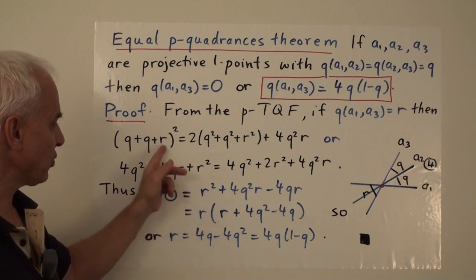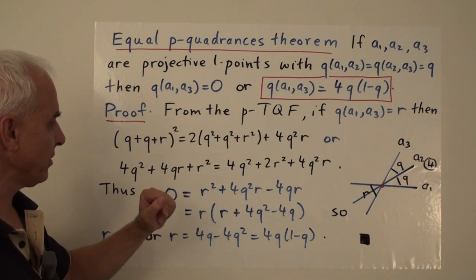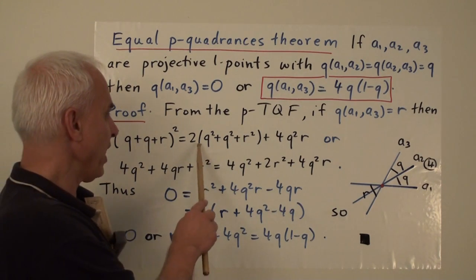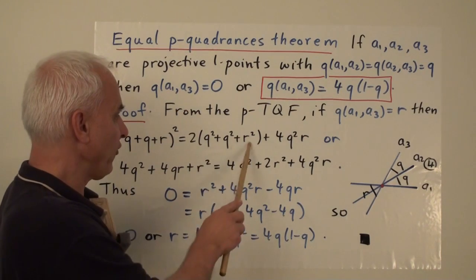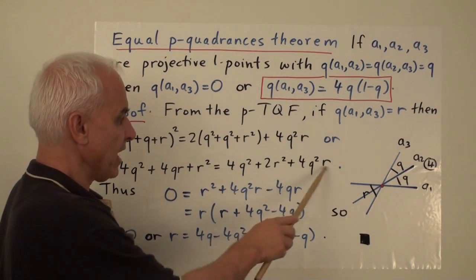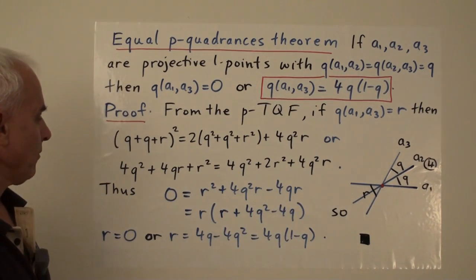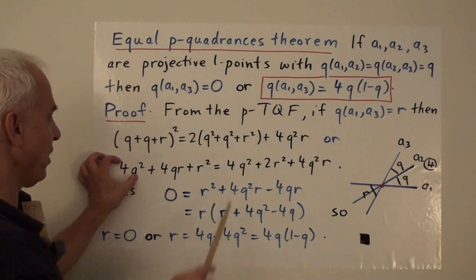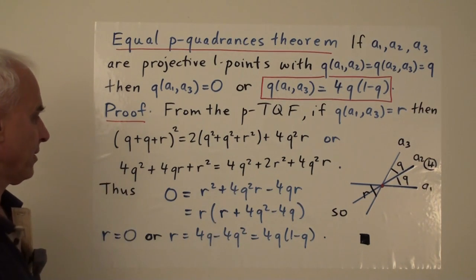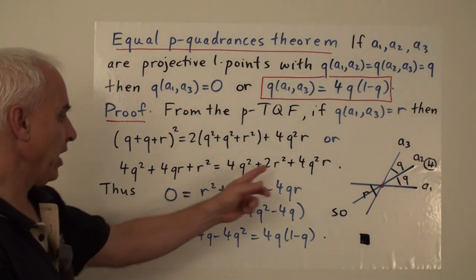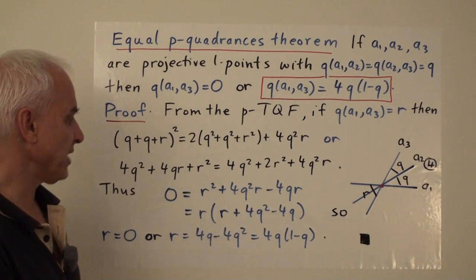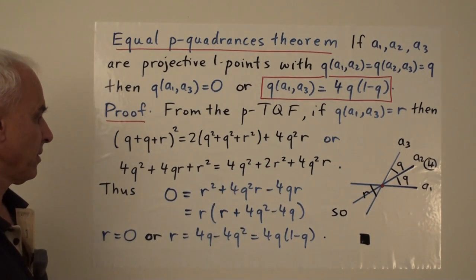Plus the square of the second term is R squared. Here we have 4Q squared plus 2R squared plus this last term. Okay, there's a 4Q squared on this side and this side. They're going to cancel. There's an R squared here and a 2R squared. When we bring that to the other side, it'll be a single R squared.